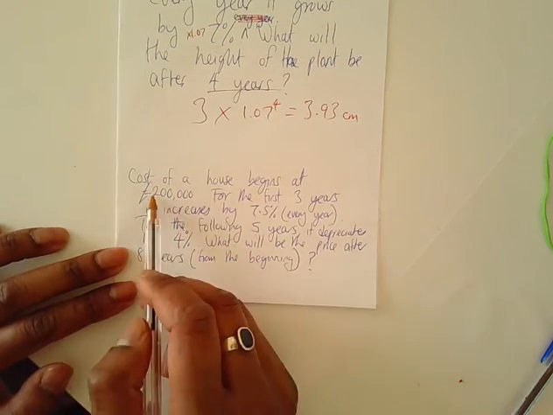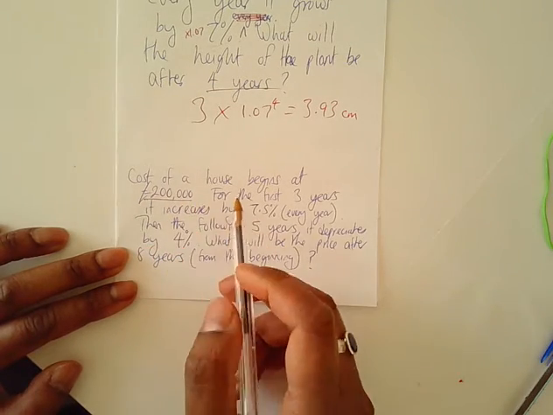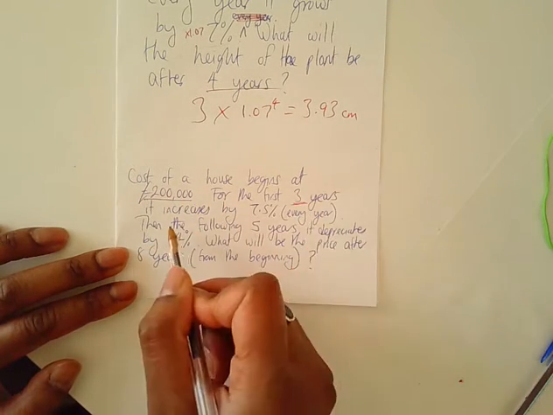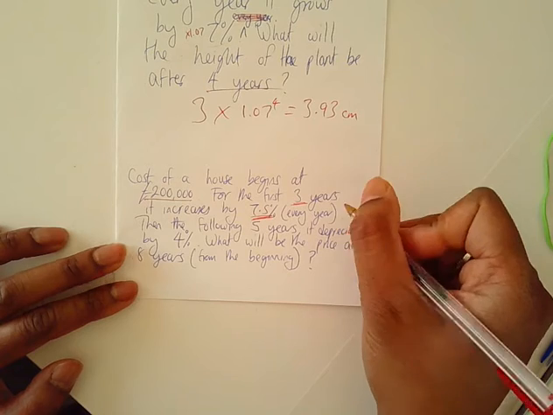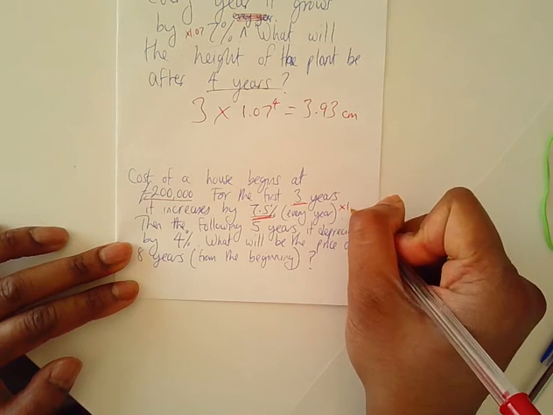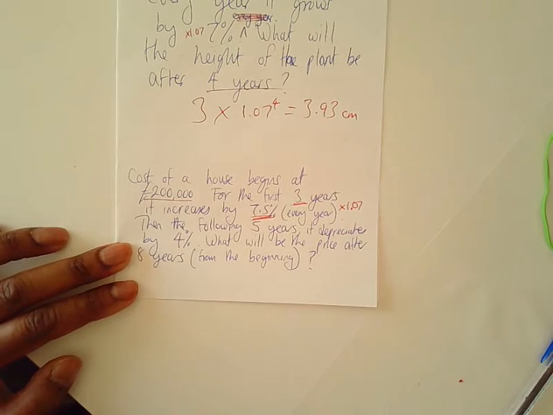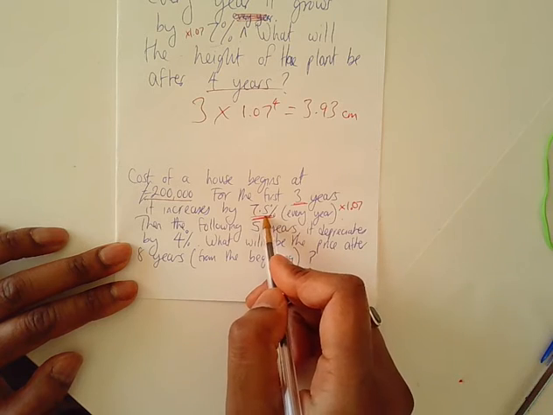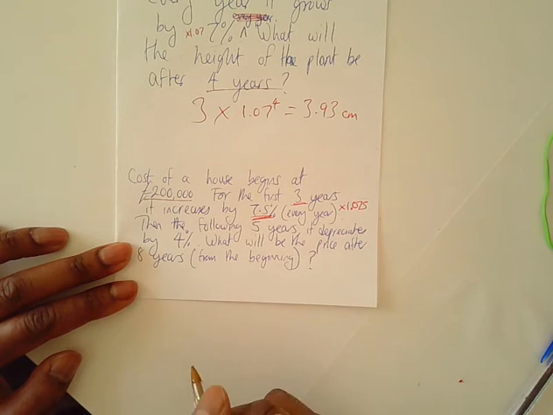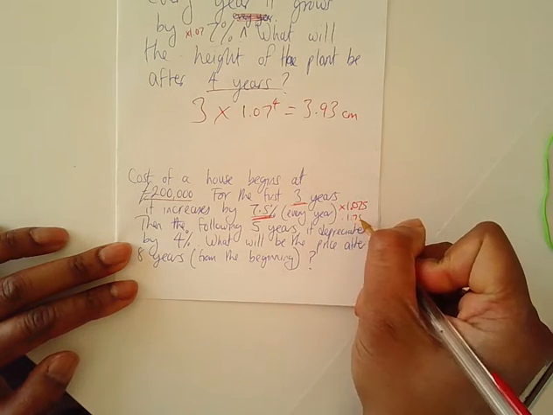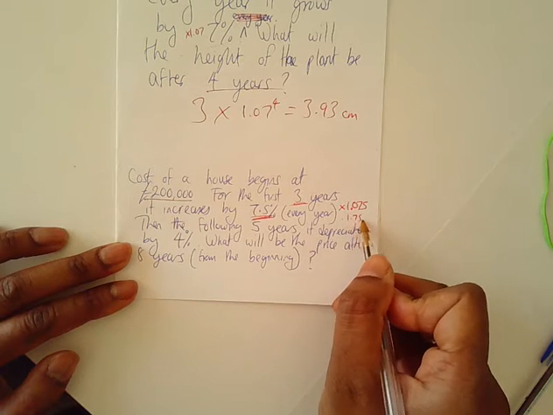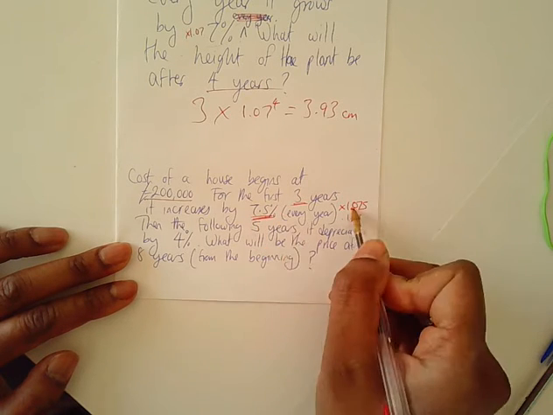Cost of a house begins at £200,000. For the first 3 years, it increases by 7.5%. So the multiplier here is going to be 1.07. That's 7%, but then there's a 5 at the end of it, put the 5 there. So don't do 1.75, that would be 75%. That's 75%, but that's 7.5%.